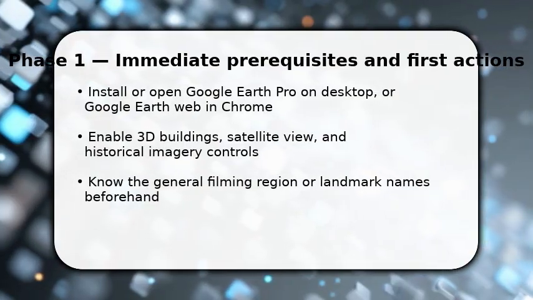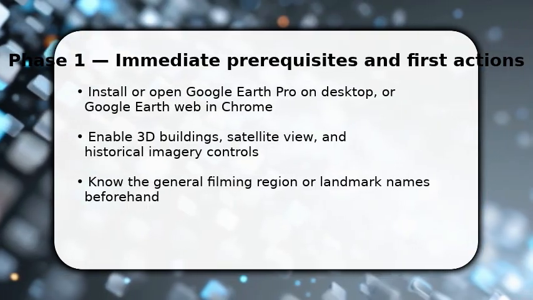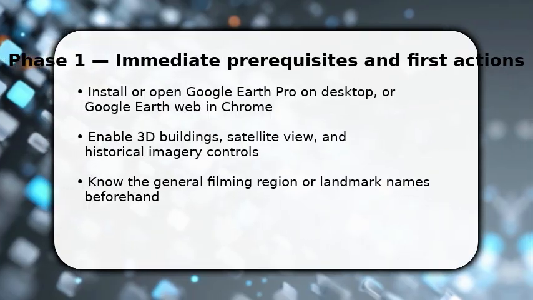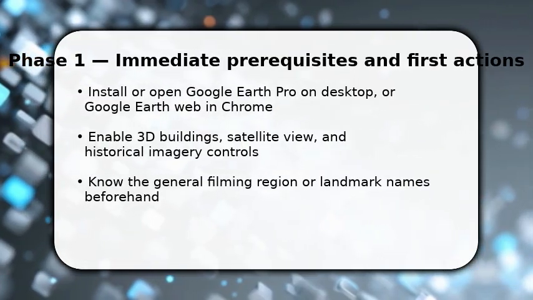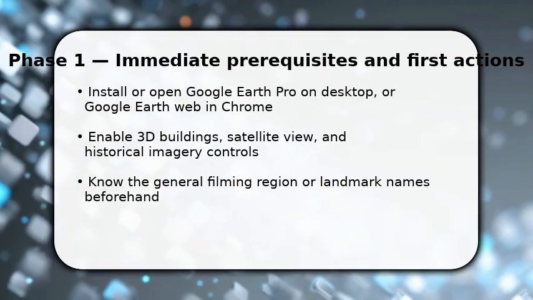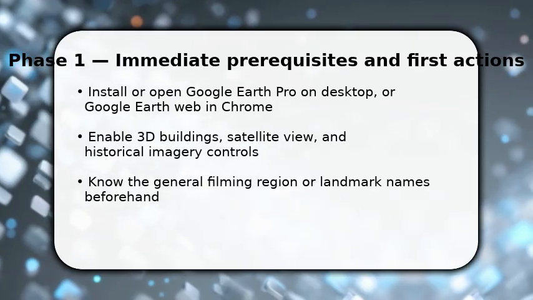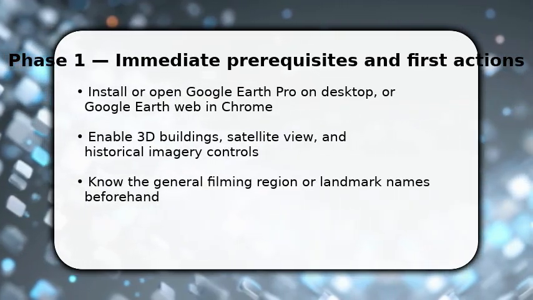You start by launching Google Earth and switching instantly to satellite plus 3D buildings. This gives the visual detail you need. Once open, enable historical imagery and terrain. These let you compare changes across time and perspective. Make sure you already have a target area or neighborhood name because you'll move fast.